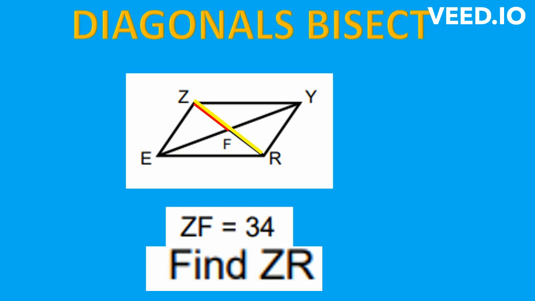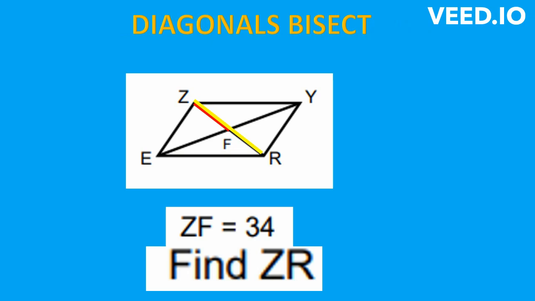Now we know that the diagonals bisect each other, which means the line EY, the blue line, is cutting the line ZR. The blue line is cutting the yellow line into half. It is splitting the yellow line into half. So, which means ZF is equal to FR, right? We know ZF, that is 34. So, let's substitute that. The whole line is ZR. We need to find that out.